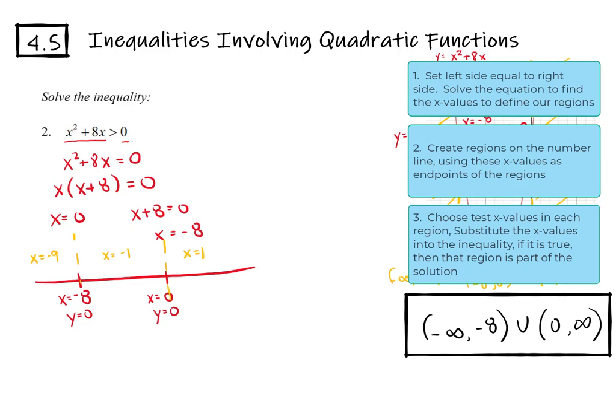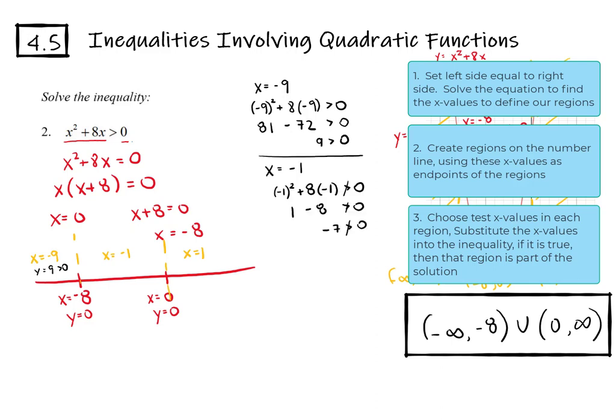Now, what's the y value when we plug in -9, -1, and 1? I'm going to do the work quickly on the side. As we can see, when we plugged in -9, we got a y value of 9, which happens to be greater than 0, so it does make this side true.